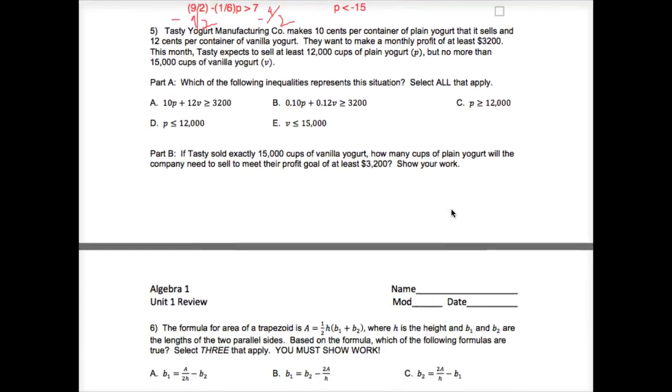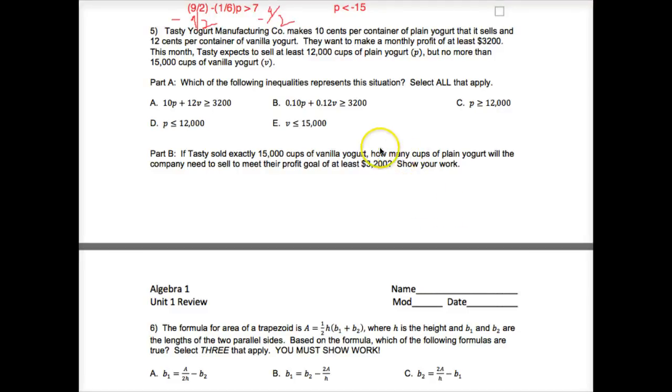Number 5, Tasty Yogurt Manufacturing Company makes 10 cents per container of plain yogurt, 12 cents per container of vanilla. They want to make a profit of at least $3,200. Tasty expects to sell at least 12,000 cups of plain yogurt, which is represented by P, but no more than 15,000 cups of vanilla, which is V. Which of the following inequalities represents this situation?